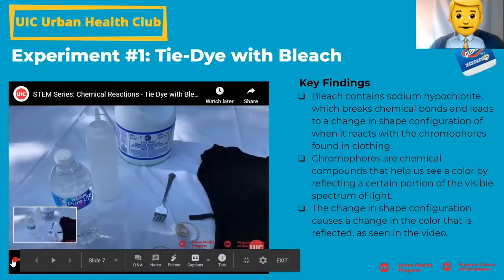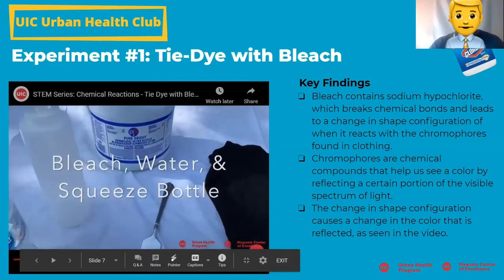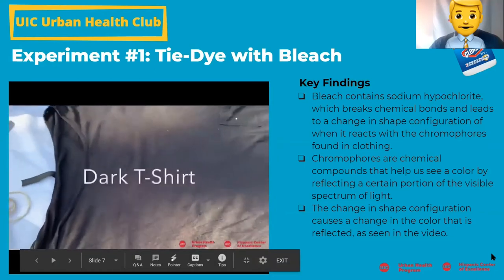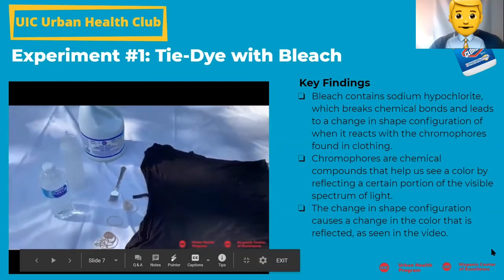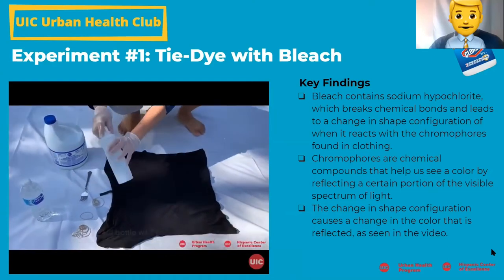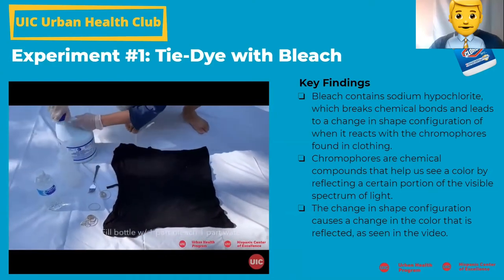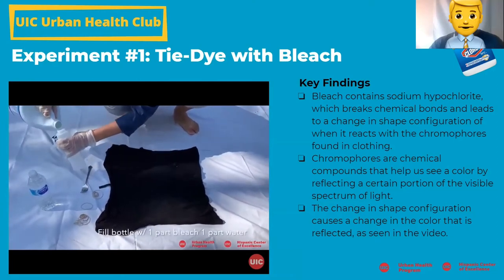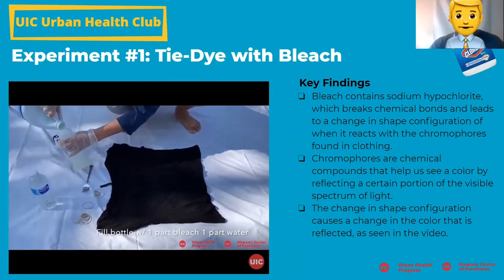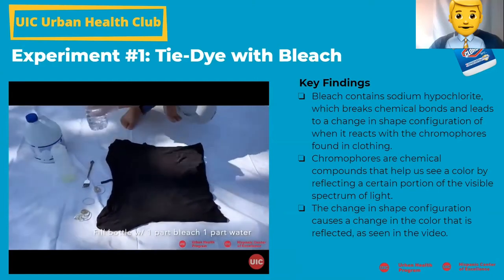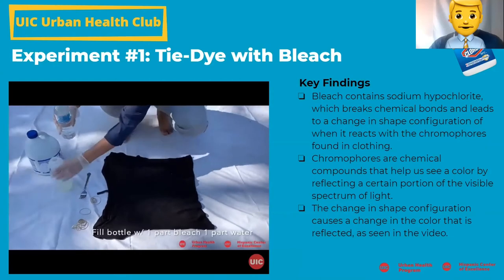So I'm just going to go over the reaction that happens when you bleach your shirt. The video shows you everything you need to do in the process, but I'm just going to go over the actual chemistry behind it. Bleach contains a compound called sodium hypochlorite, and sodium hypochlorite is what is known as a strong oxidizer. What oxidizers do is that if there's anything that's a weaker oxidizer than them, they will steal its electrons.